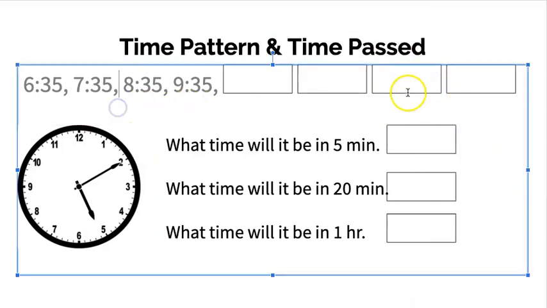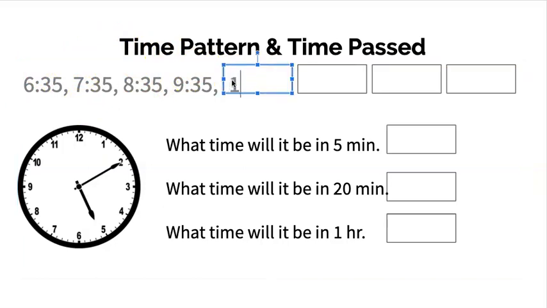All right, so here is a pattern. We have 6:35, 7:35, 8:35, and 9:35. So if we're going by times, 6, 7, 8, 9. We're keeping the 35. So we're going up by ones, or going up by an hour. 6, 7, 8, 9. What hour comes after 9? 10. And again, the minutes stay the same. 35. What would come after 10?